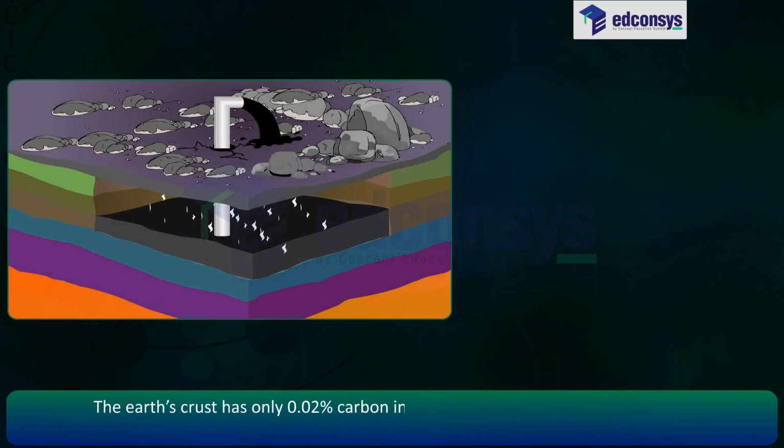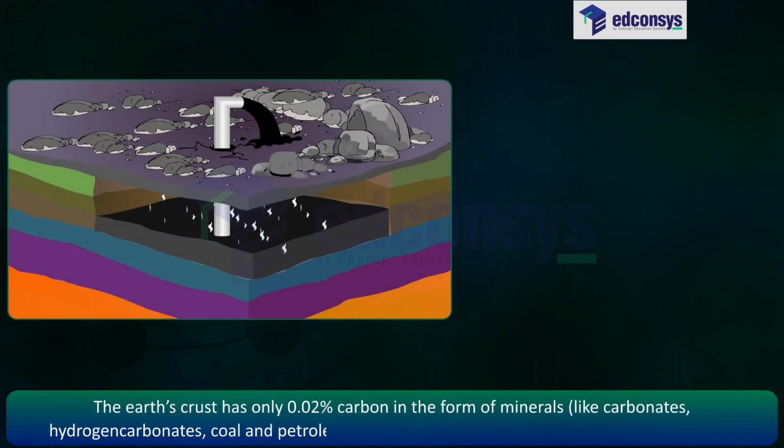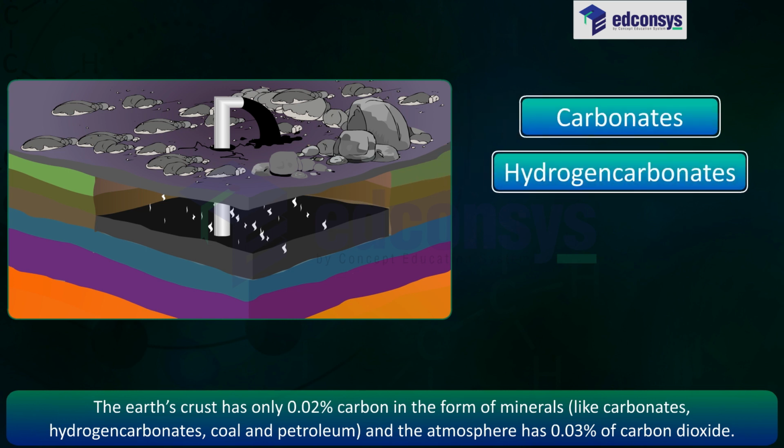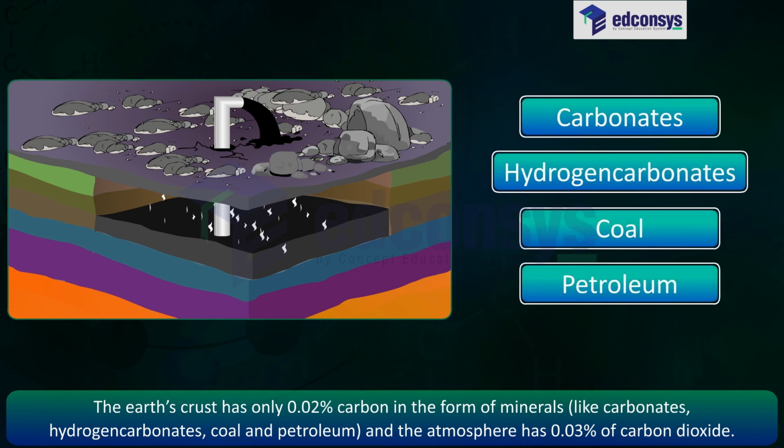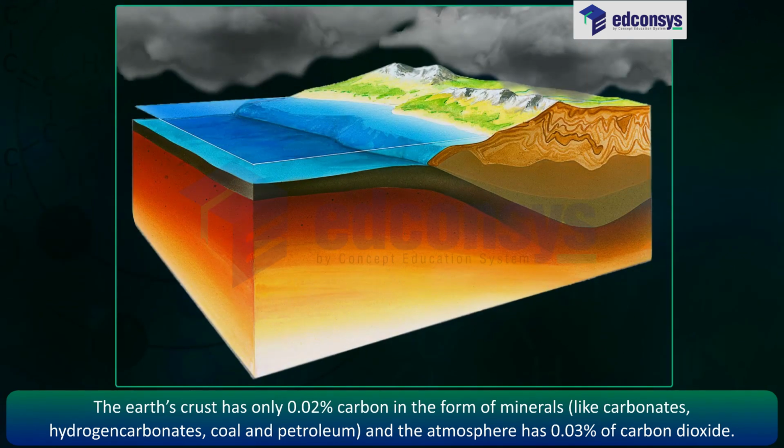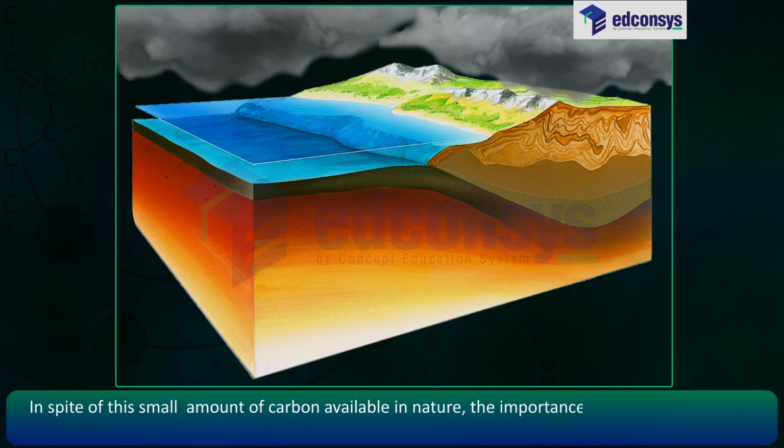The Earth's crust has only 0.02% carbon in the form of minerals like carbonates, hydrogen carbonates, coal and petroleum, and the atmosphere has 0.003% of carbon dioxide. In spite of this small amount of carbon available in nature, the importance of carbon seems to be immense.